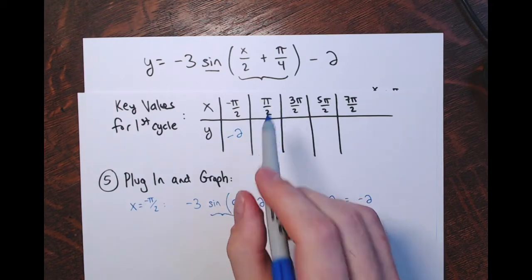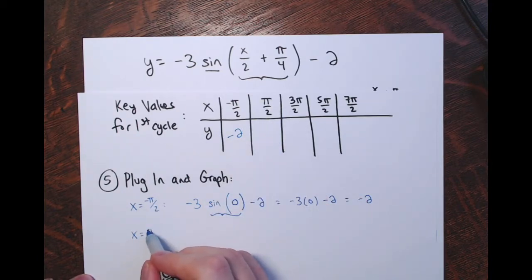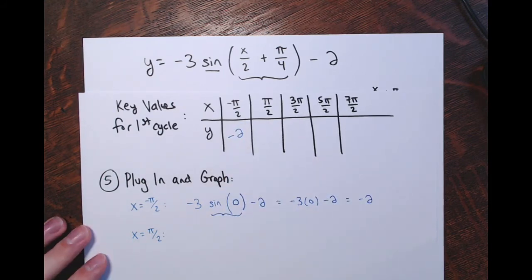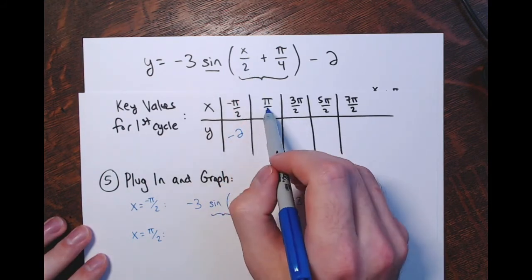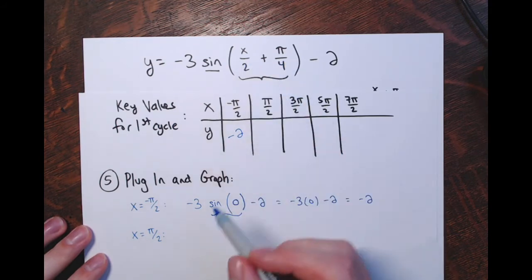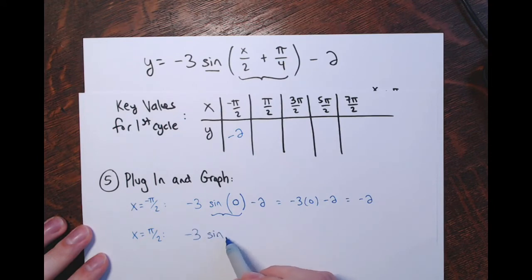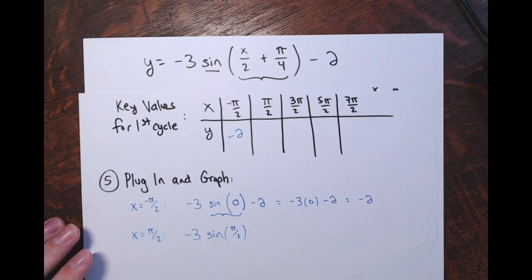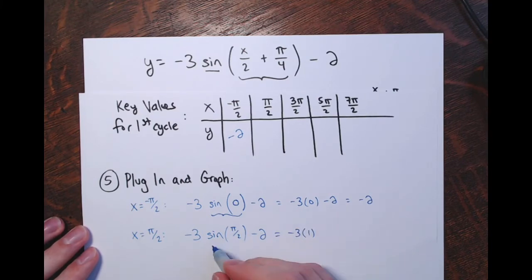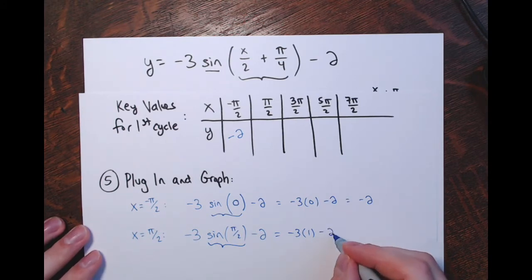Alright, the next one. When I plug in positive pi over 2, this is pi apart, a quarter of the period. Well, half of pi over 2 is pi over 4, plus pi over 4 would be 2 pi over 4, which reduces to pi over 2. So we have negative 3 times the sine of pi over 2. And notice these are 90 degrees, pi over 2 radians apart now. Then minus 2. Now that's negative 3 times 1, right? The sine of pi over 2 is 1. And then negative 3 times that, minus 2, would be negative 5.